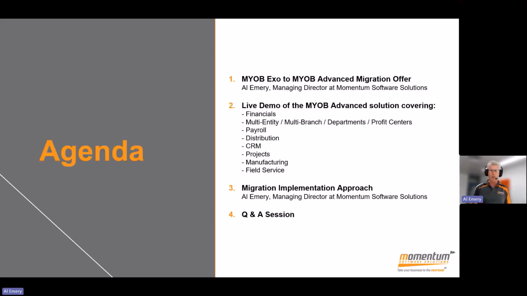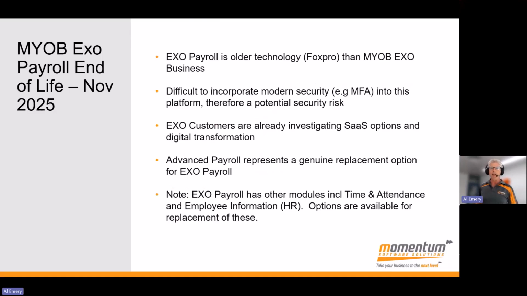So the agenda for this morning is I'm just going to spend 5 or 10 minutes talking to you about the EXO to Advanced migration offer, why it exists, what it is, and hopefully answer some of the questions you might have. I'm also going to talk a bit about the decision by MYOB to announce end of life for EXO payroll, effective from November 2025, and what that means to you. And then we're going to do a live demonstration of MYOB Advanced, and we're going to cover the ERP in general, but we also will be specifically showing the payroll and an overview of all the main modules that MYOB Advanced has. And then we'll talk about the implementation approach when we're taking an existing customer that we usually know quite well because we implemented EXO for them, and what's involved in moving across to MYOB Advanced. And plenty of time for Q&A at the end.